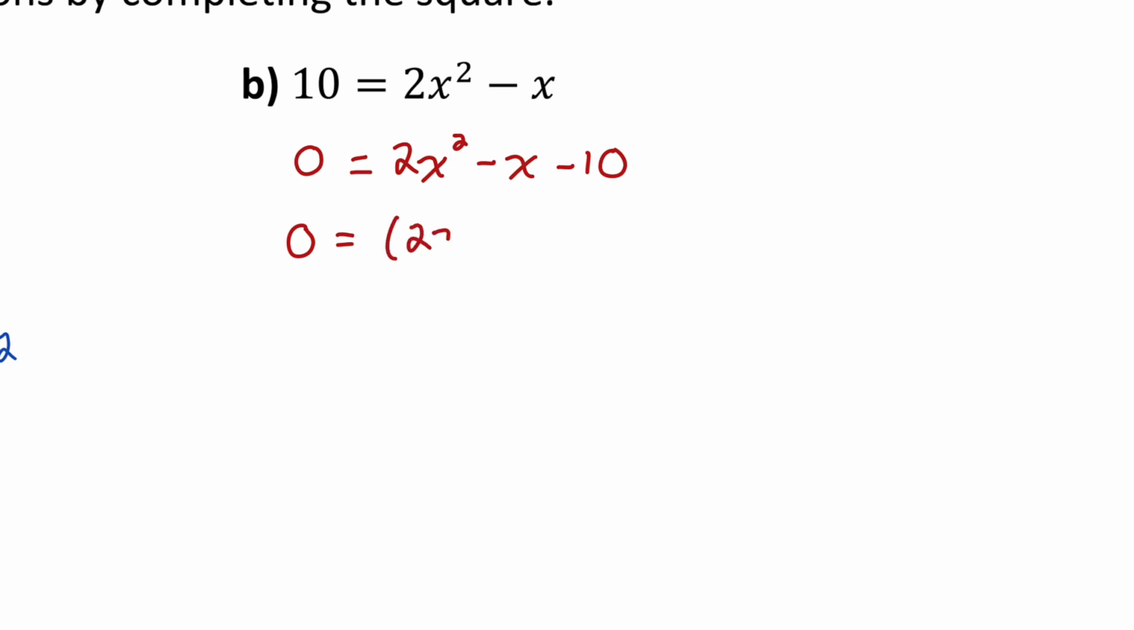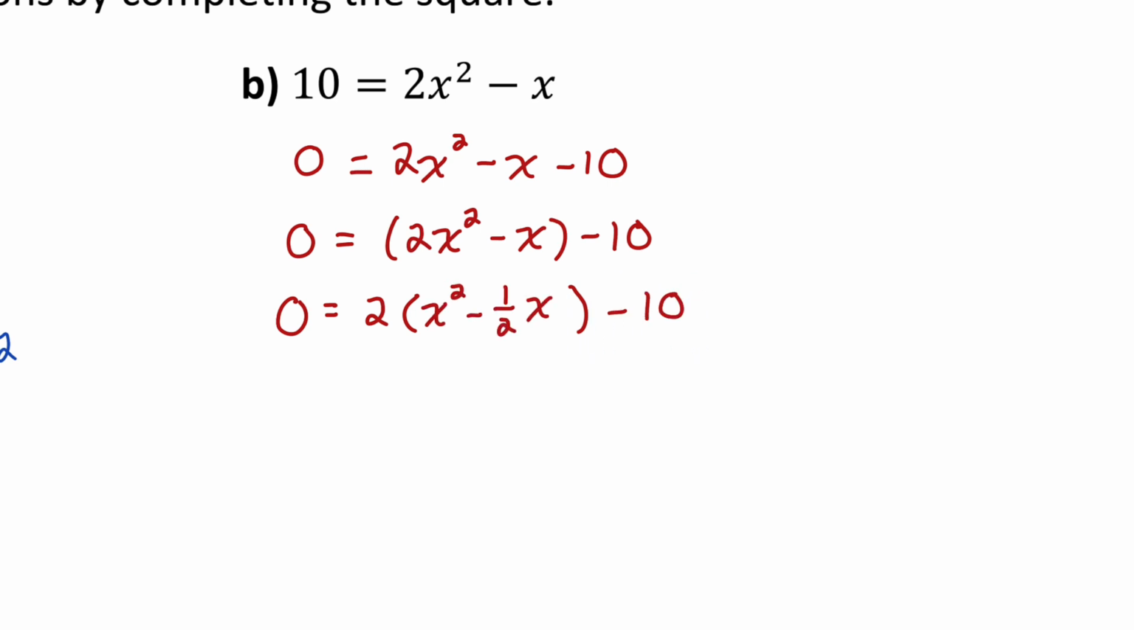So the first two terms go in brackets, and then whatever's in front of the x squared, if it's not a 1, it has to be common factored out. So I'll put a 2 out front, and then I'll divide both the terms in the brackets by 2, giving me x squared minus a half of x.